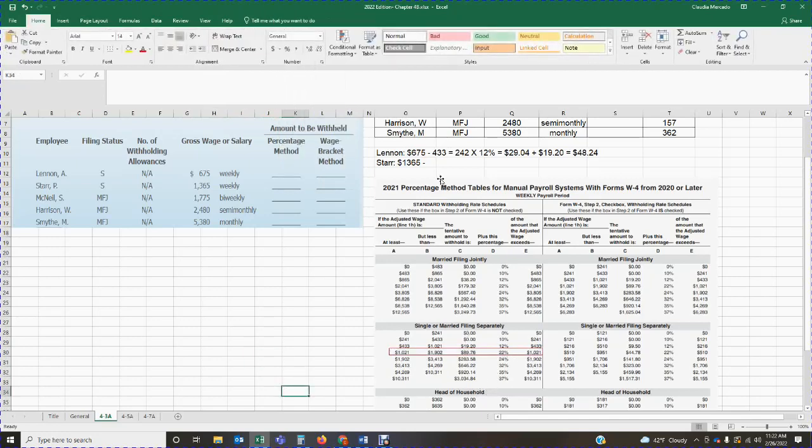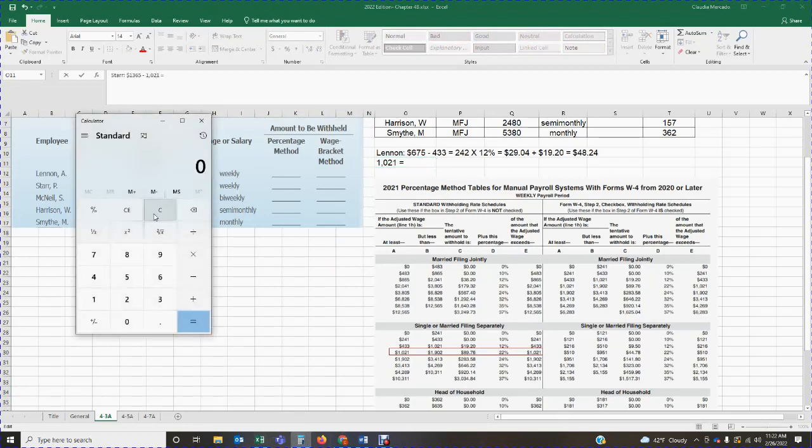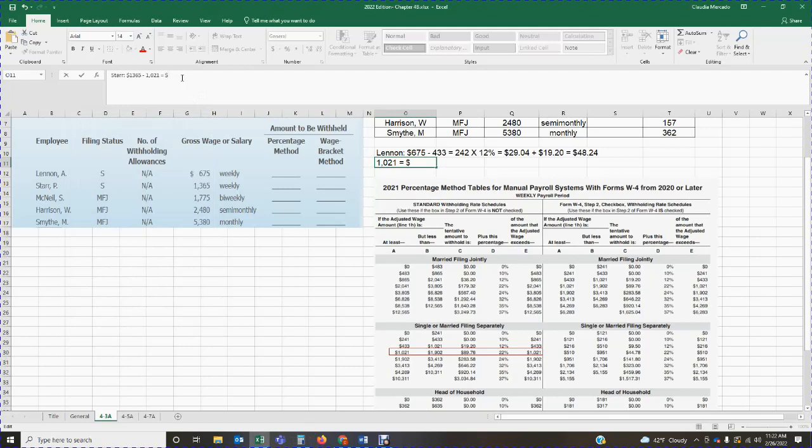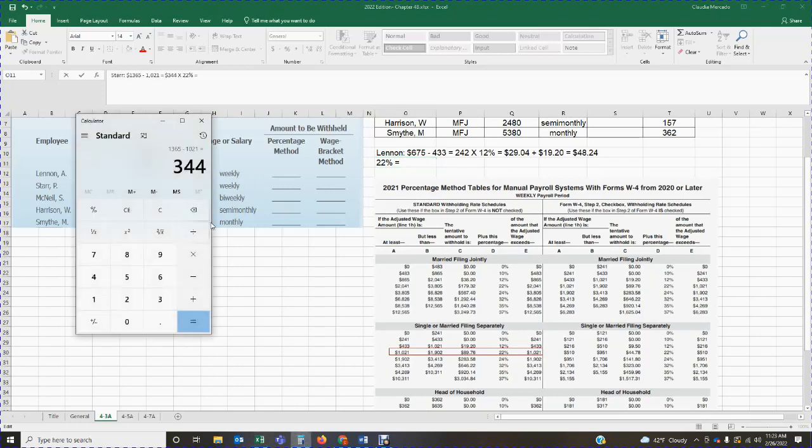So we're going to subtract the 1365 from that number in the end, which is 1021. And then $1,365 minus 1021 gives me $344. This represents the amount that is taxable. I'm going to multiply it by the rate. My tax rate is 22%. So we're going to multiply that by 22%. And that gives me $75.68.